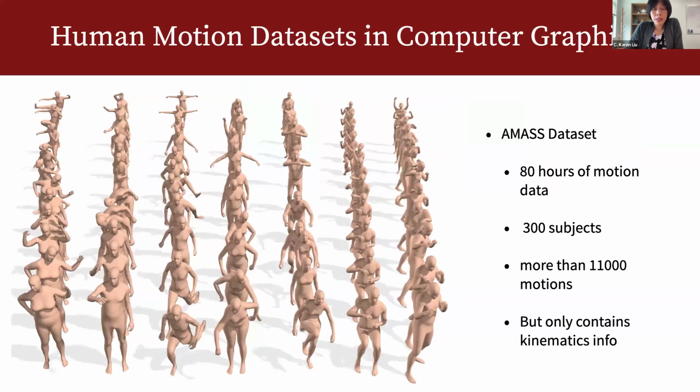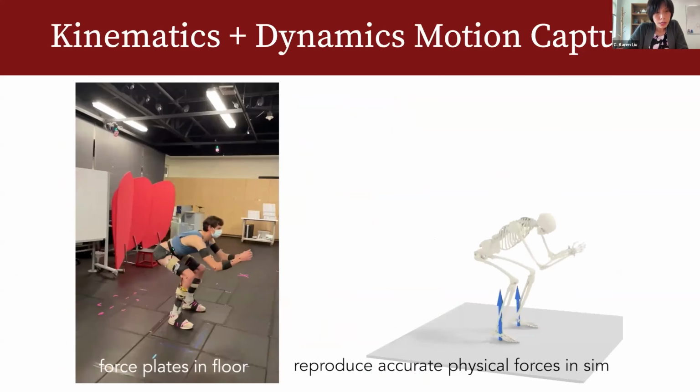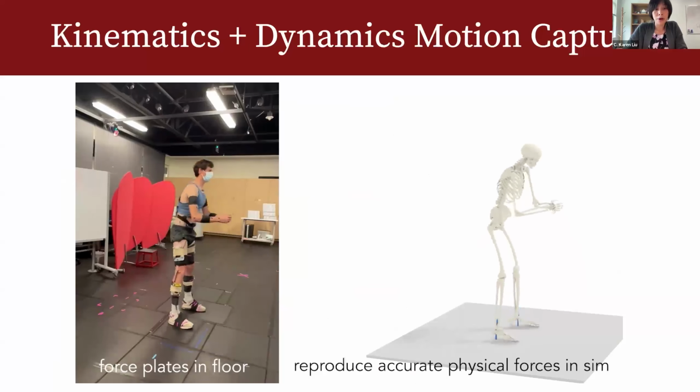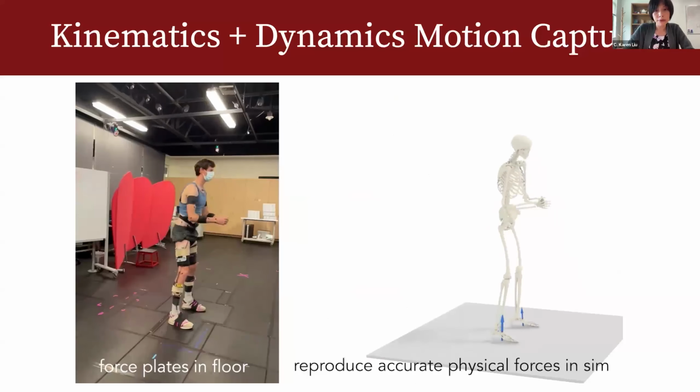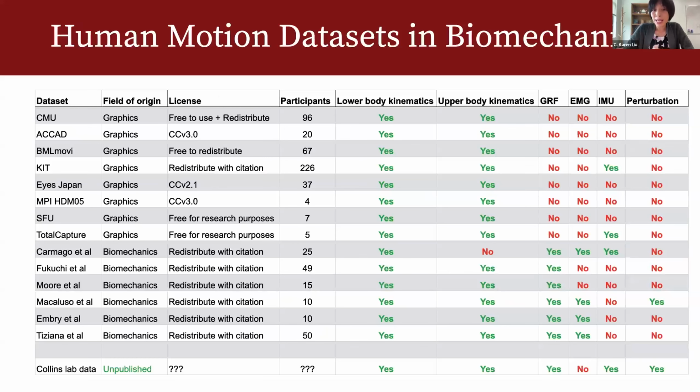So using this current pipeline of motion capture techniques, computer graphics and computer vision communities have collected a decent amount of human motion data and shared it with the public. But the problem of these data is that it only has kinematic information. You only know the poses, the trajectory of the poses, rather than the underlying dynamics, the physics of the motion. In contrast, biomechanics labs typically are equipped with force plates to capture dynamics information. However, existing biomechanics data sets tend to be very small in size due to the labor-intensive data processing.